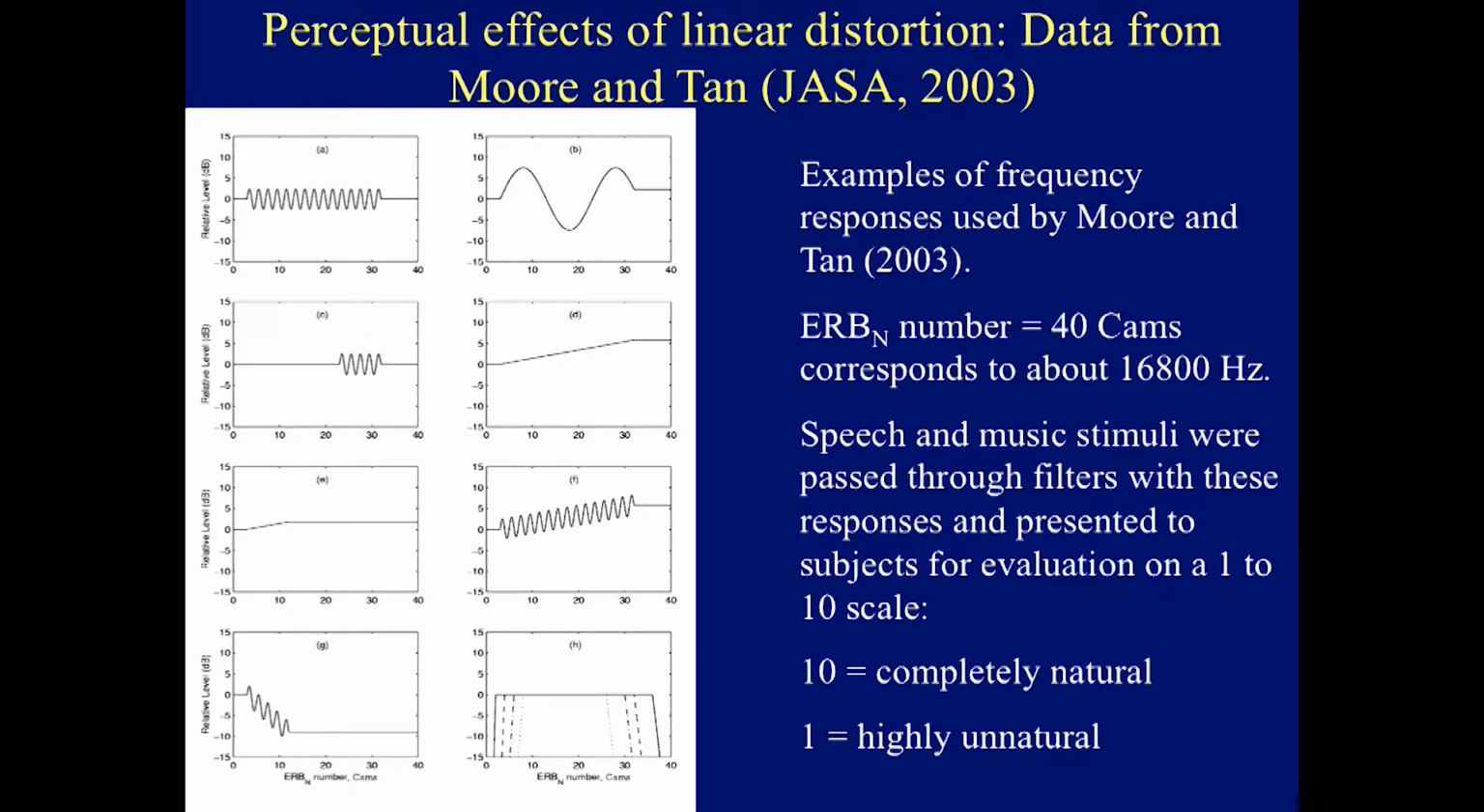And this shows examples of the kind of filtering that was applied to the signals in order to produce these linear distortions. And these are all plotted on an ERB number scale with units of cams. So up at the top here, I'm illustrating the effect of introducing what we call spectral ripples, peaks and dips in the response, which are quite common in sound reproduction systems.